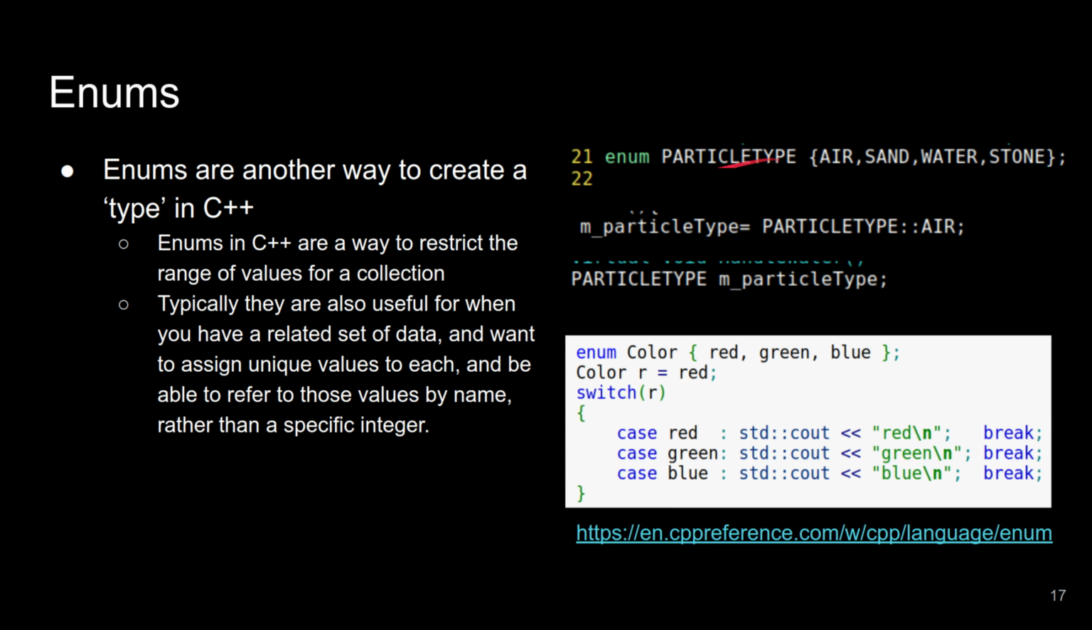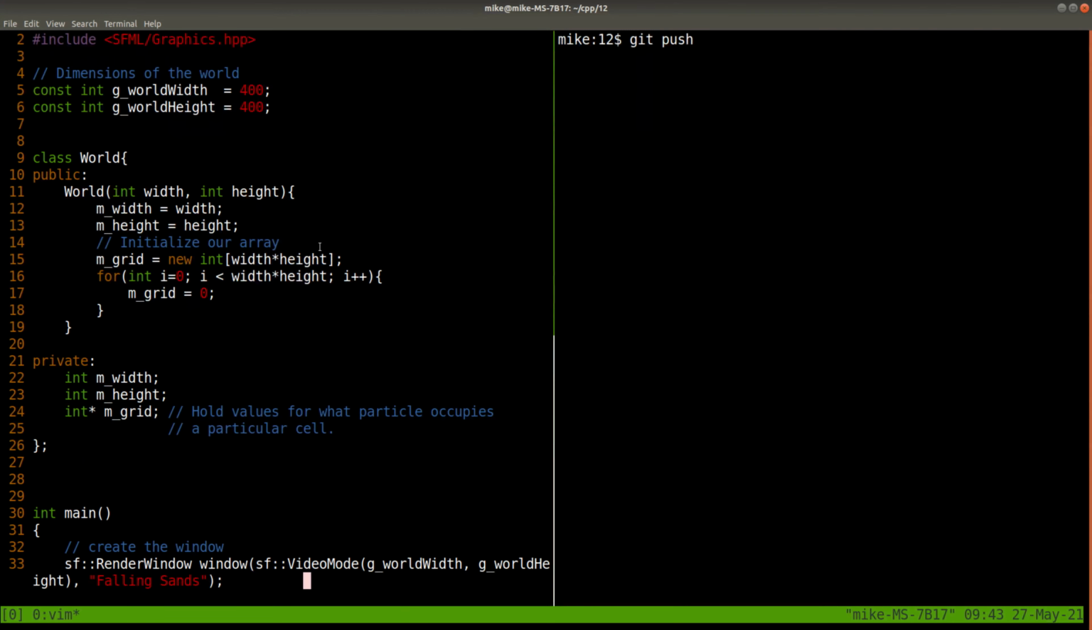So for example, if we have different particles like air, sand, water, stone, we can just refer to them as the particle type colon colon air. So in this enum scope here, we don't have to remember that air is 0, for example, or sand is the value 1 when it occupies a cell here, or water. And maybe we can change around this order, and it doesn't matter because we're just going to be referring to it by name here. So it's a lot cleaner way to refer to things in our code.